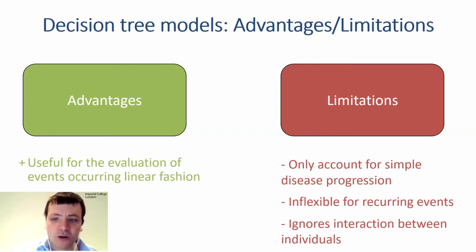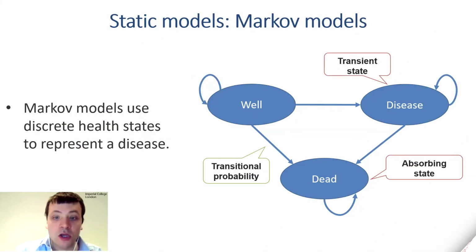However, these models can only account for relatively simple disease progression, and it's difficult to use them to account for things like disease reoccurrence and remission. So they're inflexible for capturing reoccurring events. Also, as I mentioned, decision trees are a type of static model, so they do not account for the interaction between individuals and populations. And this has implications for infectious diseases, which I'll come on to.